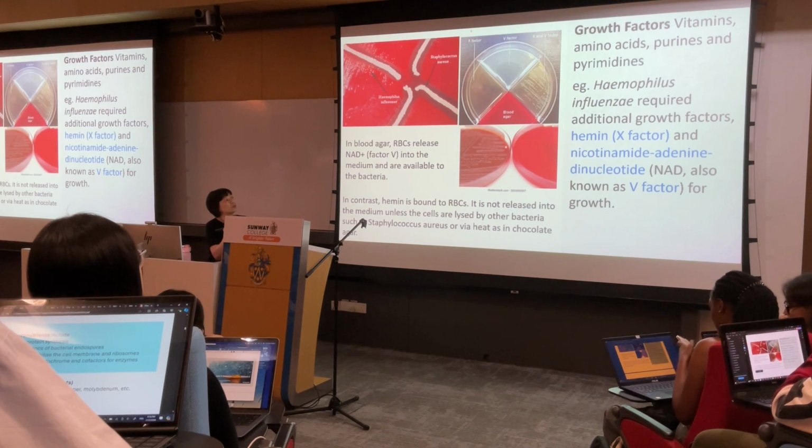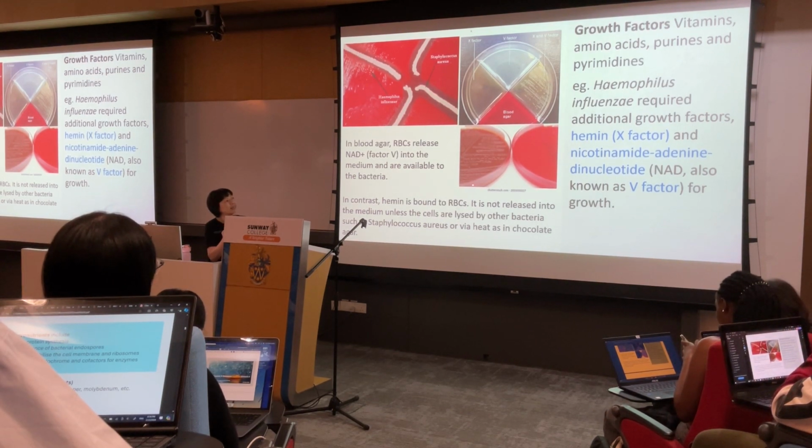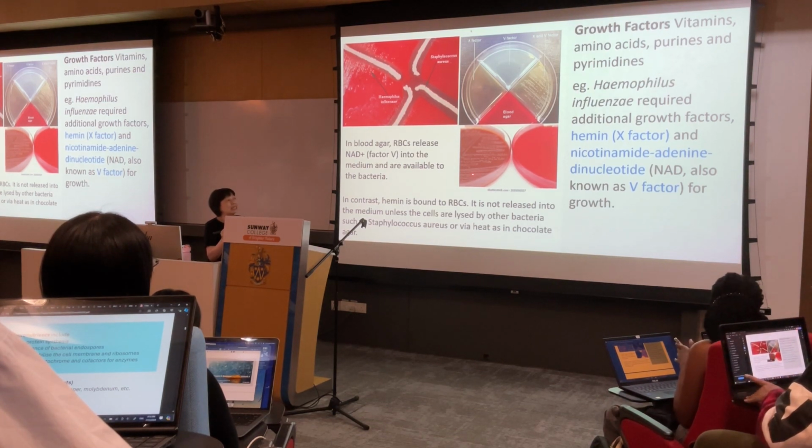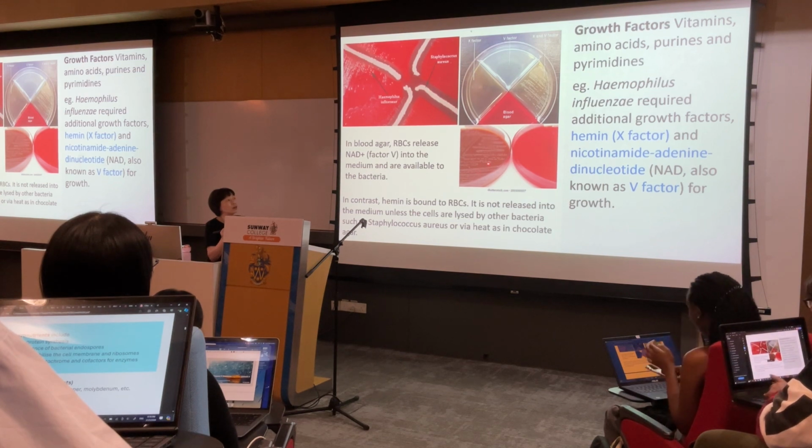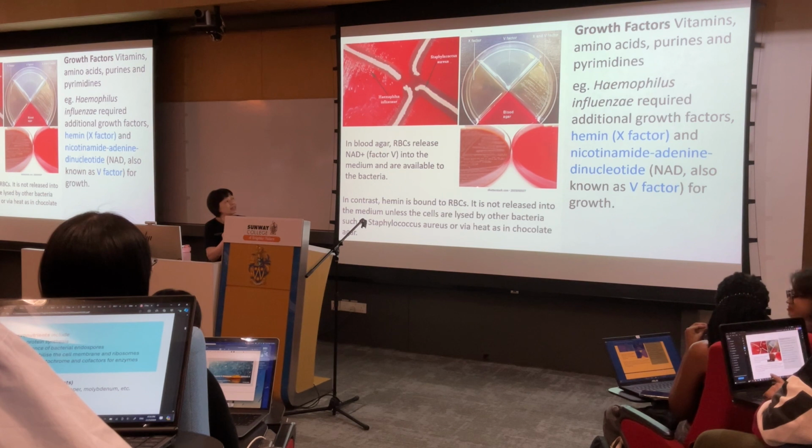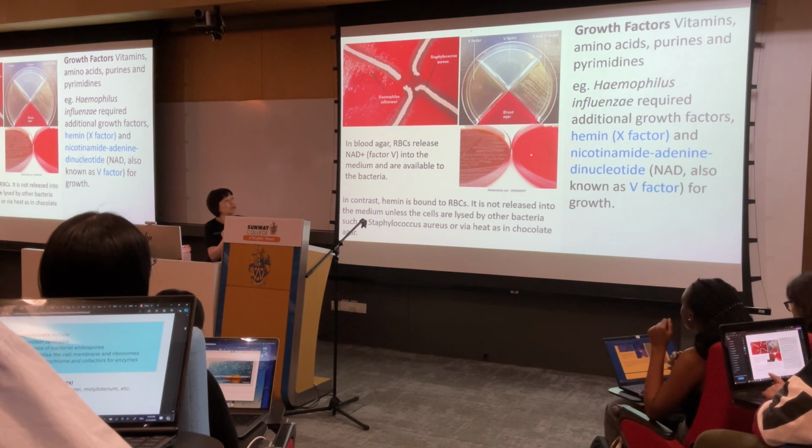However, if you use a different type of agar, which is chocolate agar, called that because the color looks like chocolate. This chocolate agar is basically red blood cells, but the red blood cells have been lysed so that everything has been released out of the cells, including the hemin. So on the chocolate agar, the Haemophilus is able to grow, as compared to the blood agar.